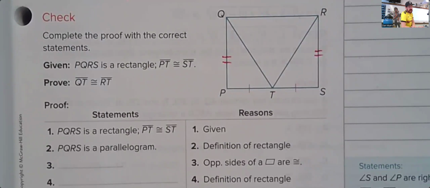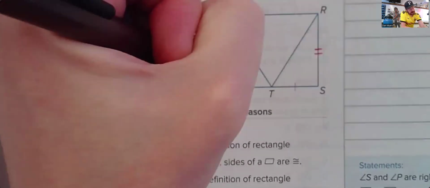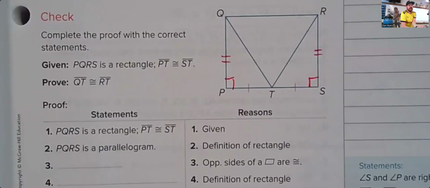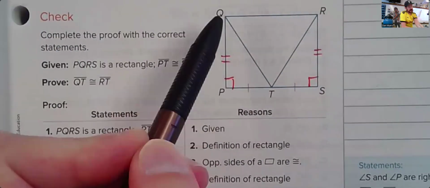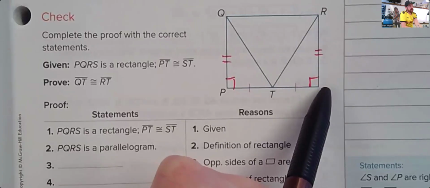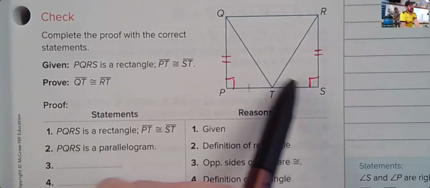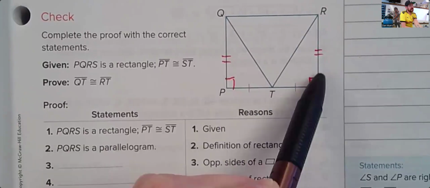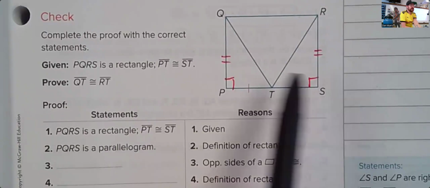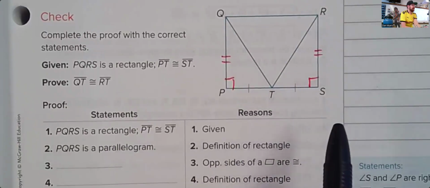Would you agree that both angle P and S are 90 degrees? Yeah, because in a rectangle, that has to be true. So take a look at what we got here. I see 2 triangles, QTP and RTS. Are they congruent? Are those 2 triangles congruent? Yeah. Which of our triangle congruency statements?